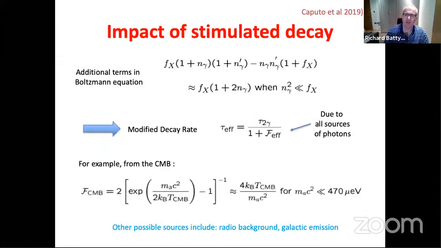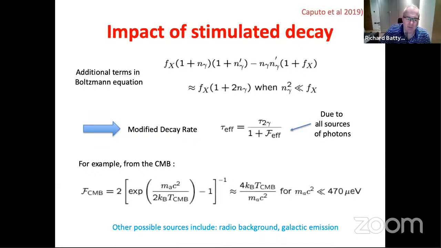One can have stimulated decay of the axions. The axions will be interacting with the cosmic microwave background, for example, or any other photons that are emitted. And you can add additional terms to the Boltzmann equation, and this leads to a modified decay rate, which will have a tendency to shorten the decay rate.